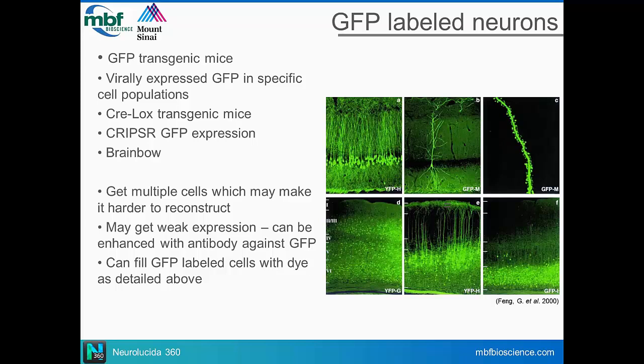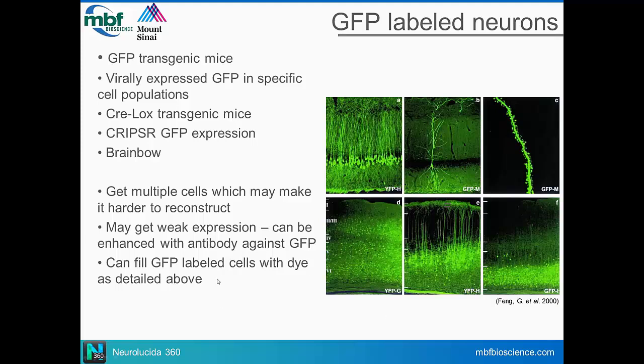So a couple of the downfalls with this could be what I just mentioned, that you get so many cells and it's a little bit difficult to reconstruct. You can also get some weak expression of your GFP, but that can be fixed by just enhancing the signal with an antibody against GFP. And finally, as I mentioned before, you can also fill GFP labeled cells with dyes. But as you can see in the top left panel, the top panels in the middle and then the far right, you can get some really beautiful neurons and beautiful segments with nicely defined spines, which is really great for imaging.